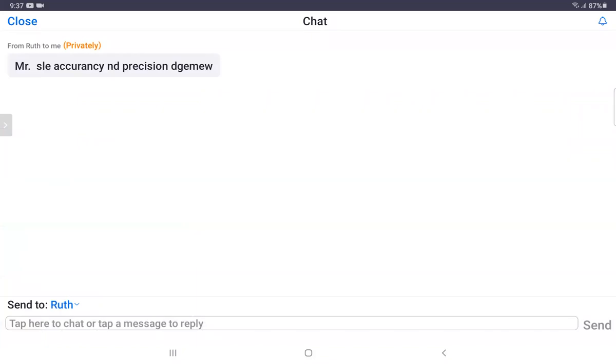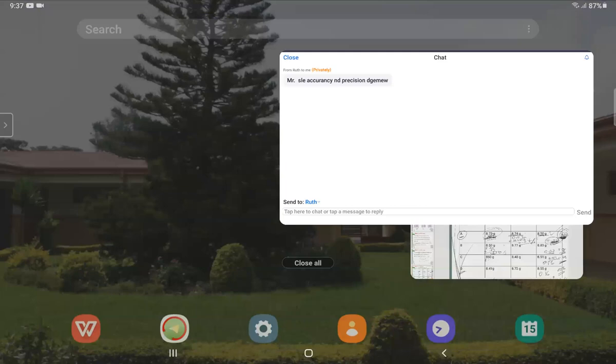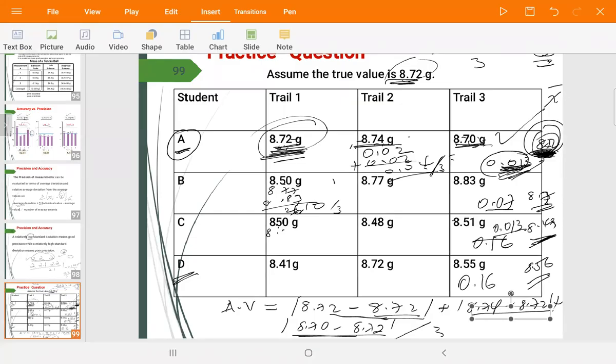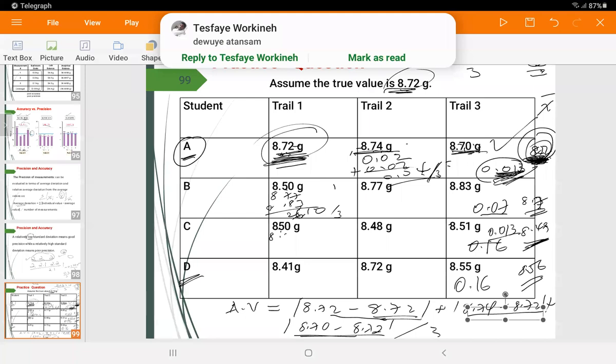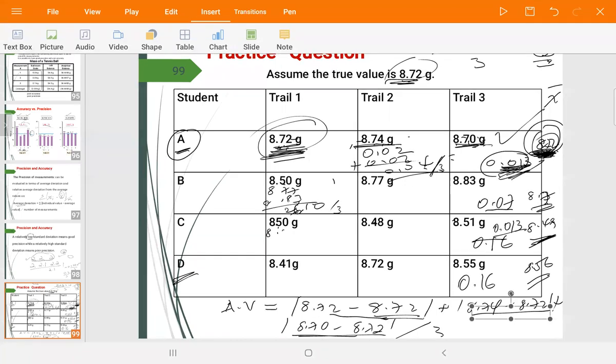Remember, I'm defining it. Just give me 5 minutes. Precision: what is precision? It is the closeness of the measured values to one another, irrespective of the true value, whereas accuracy is the measure of how close the measured values are to the true value.